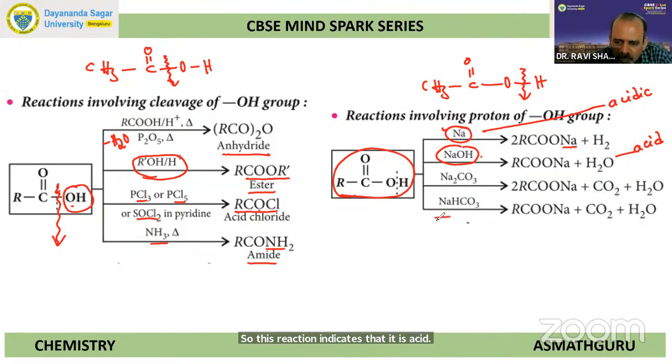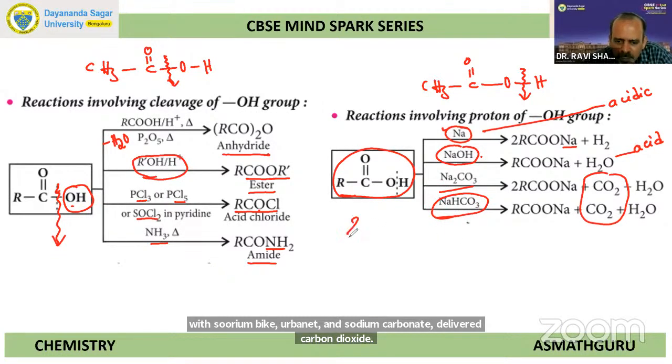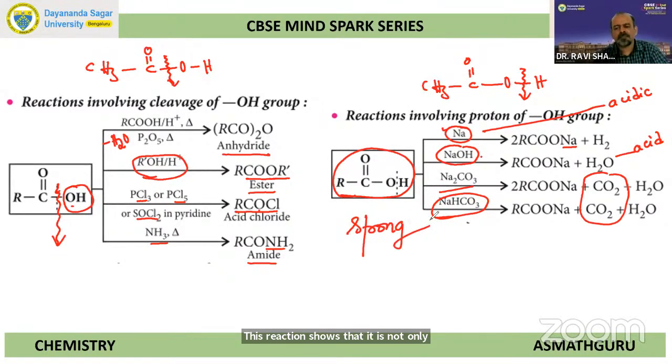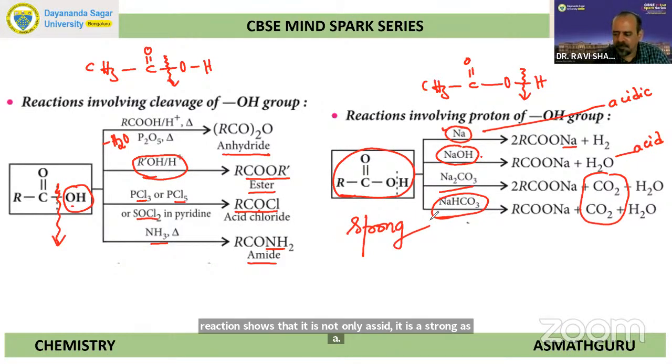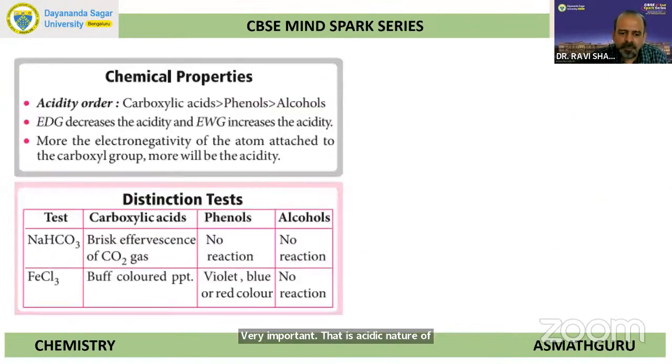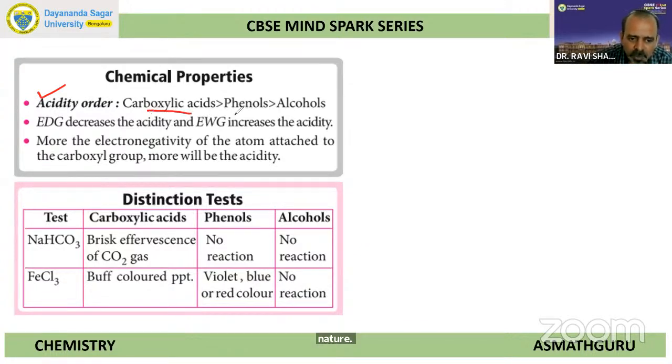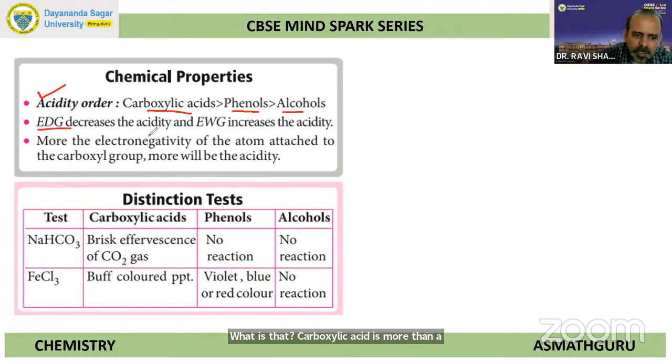And with sodium bicarbonate and sodium carbonate, they liberate carbon dioxide. This reaction shows that it is not only an acid, it is a strong acid. Very important, that is the acidic nature of carboxylic acid. Very, very important, that acidic nature. What is that? Acidity order. Carboxylic acid is more acidic than phenol and alcohol. Electron donating groups decrease acidity, withdrawing groups increase acidity.